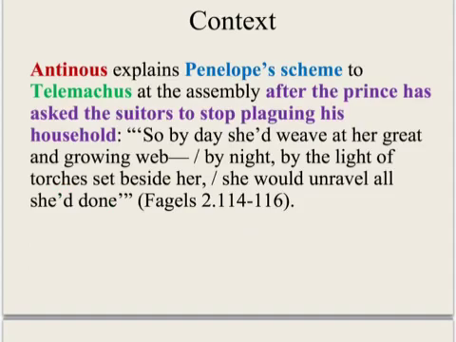Okay, here's one way that the context and the quotation can fit together. So you can see we've color-coded the different elements so you can see them. We're starting off with the speaker. Antinous explains Penelope's scheme to Telemachus at the assembly after the prince asked the suitors to stop plaguing his household.